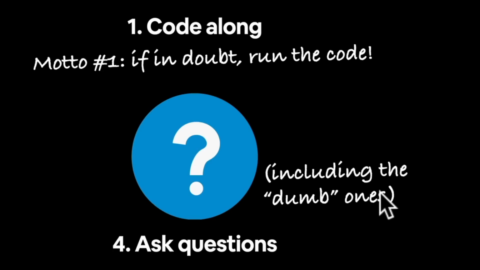Number 4, ask questions, including the dumb questions. Really, there's no such thing as a dumb question. Everyone is just on a different part of their learning journey. And in fact, if you do have a quote-unquote dumb question, it turns out that a lot of people probably have that one as well. So be sure to ask questions.